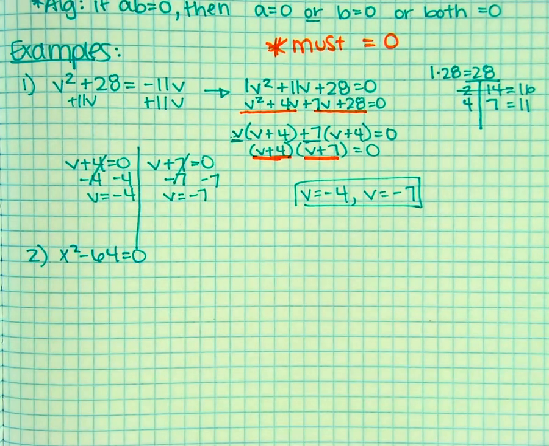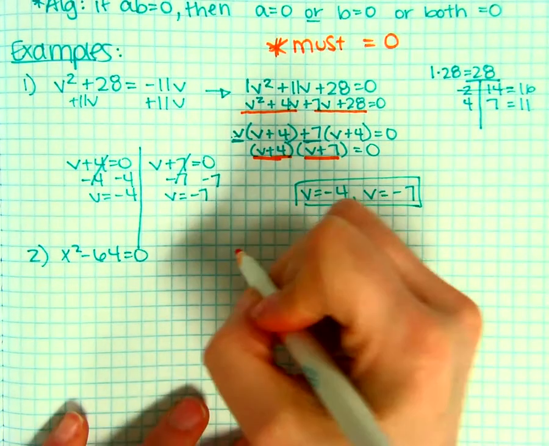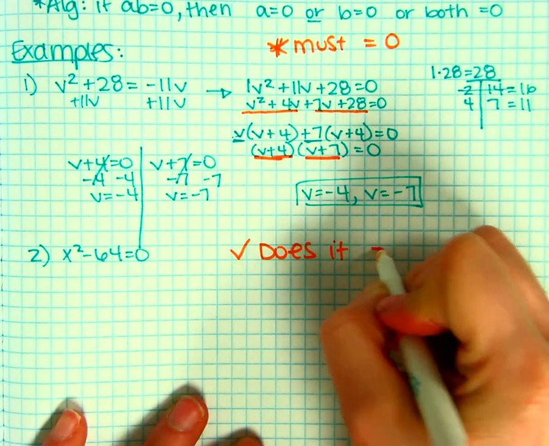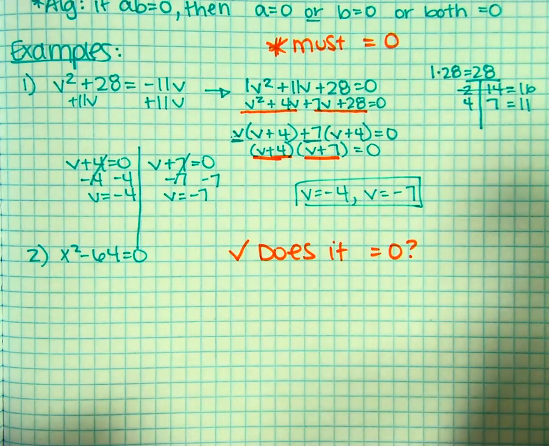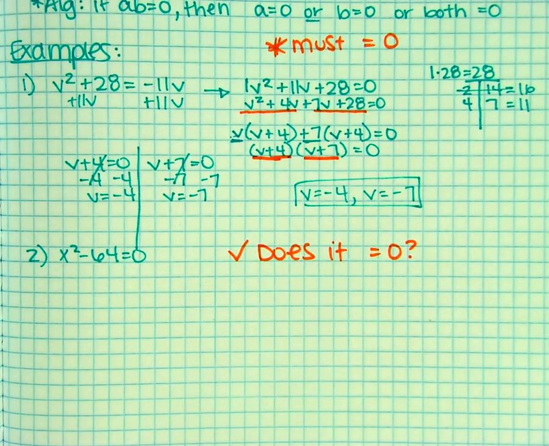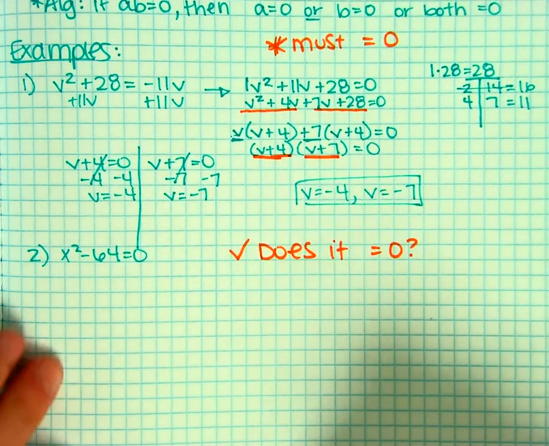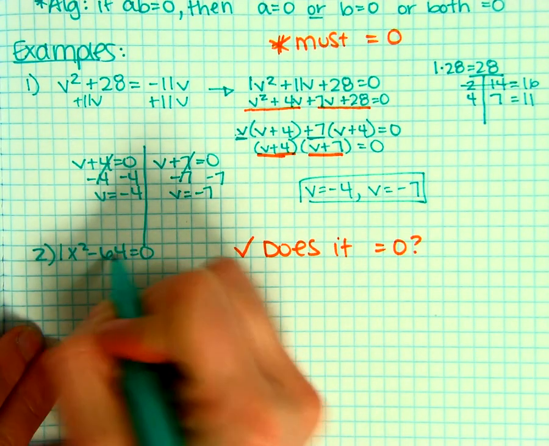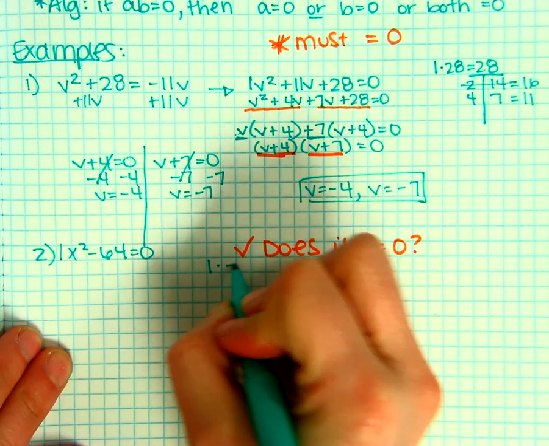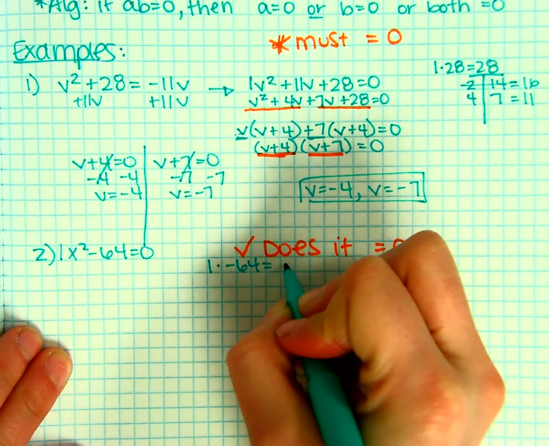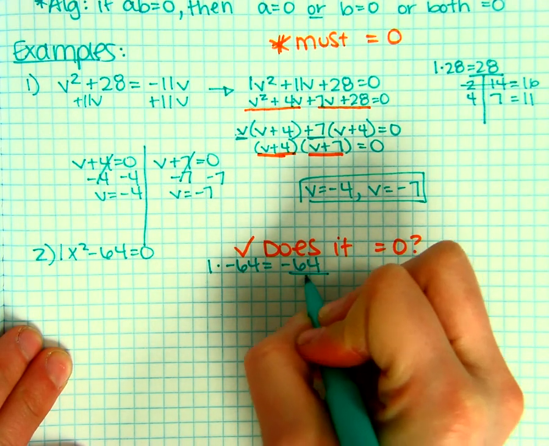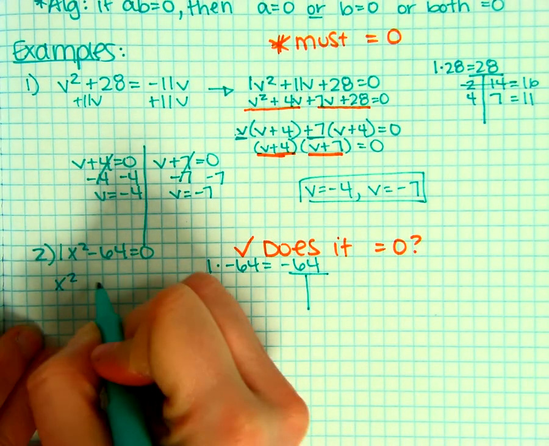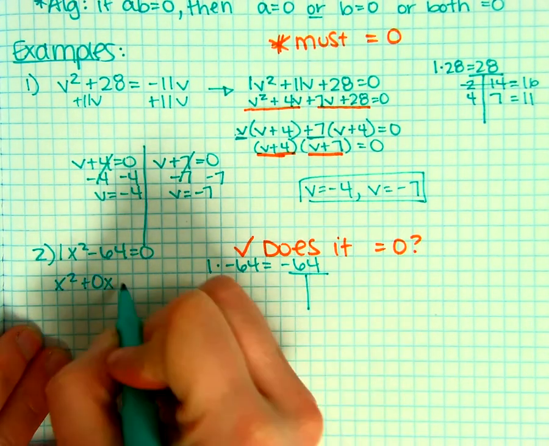So I'm going to do my check. Check first. Does it equal 0? Yes. So then we can just start factoring. If it doesn't, we have to make it equal 0. So I'm going to do 1 times negative 64 equals negative 64. I need two numbers that when I multiply, remember we have a 0 linear term.